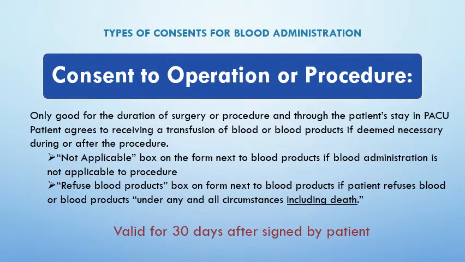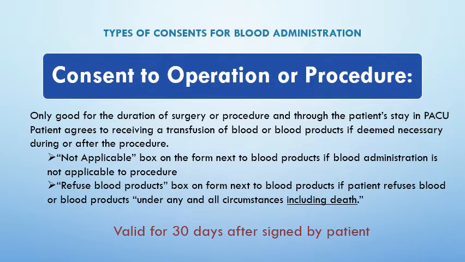There are two different types of consent for blood administration. The first we're going to talk about is the consent to operation or procedure. This is the consent form that is done with a provider and the patient prior to a surgery or a procedure. This is only good for the duration of the surgery or procedure and through their stay in PACU. If they agree to receive a blood transfusion on this consent, it's saying that they are agreeing to receive that transfusion of blood or blood products if deemed necessary during or after the procedure. If the provider does not feel that this question is applicable, there is a not applicable box on the form next to blood products that the provider can check.